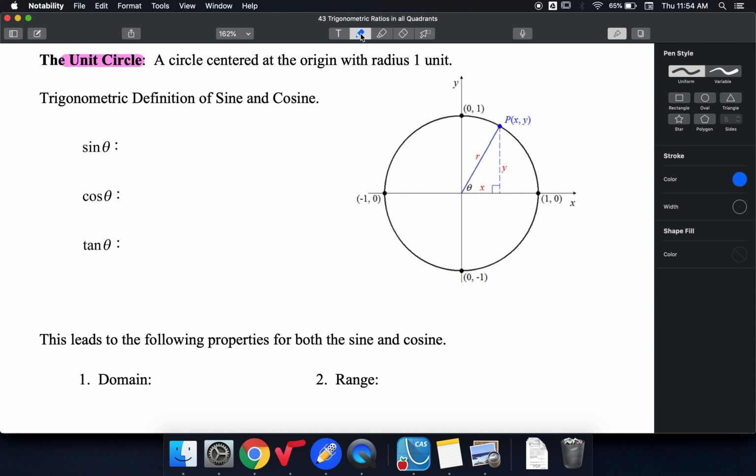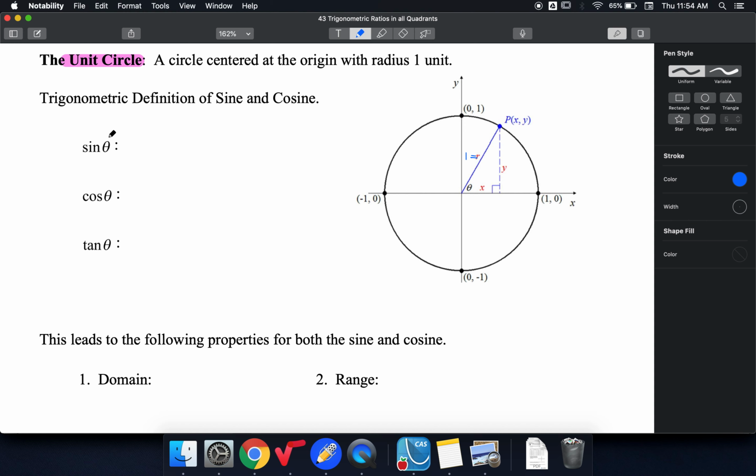The unit circle is super important in trig and gets referenced a bunch. Really, it's just a way of putting together the idea of angles in all quadrants. So don't be afraid of it, because it's really just a circle centered at the origin with a radius of 1. So this radius is equal to 1.